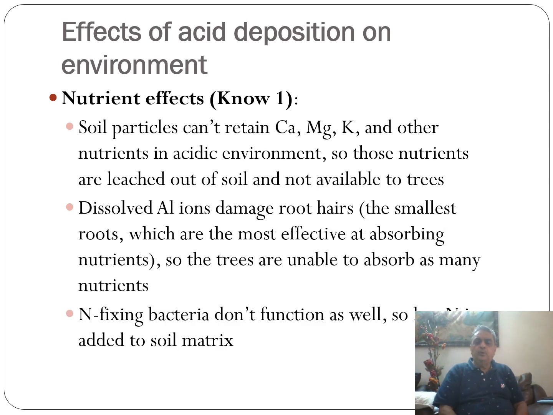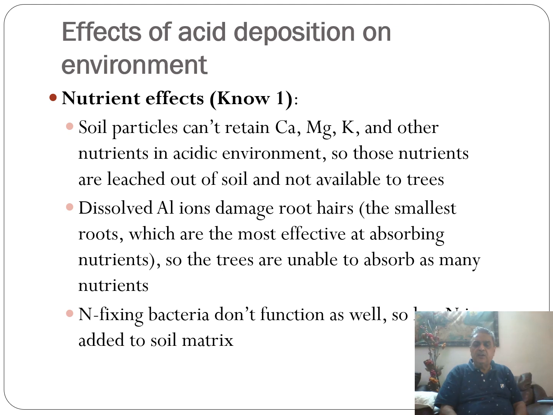So you can also have acid deposition on the environment where the nutrients get affected. So how does it get affected? Soil particles cannot retain calcium, magnesium, potassium, and other nutrients in the acidic environment. So these nutrients are leached out of the soil or not available to the trees. So the primary source is the tree, farming, etc. So in case the nutrients are depleted in the soil, we will not be able to get our food. The farmers will not be able to concentrate and get the food across to human beings.